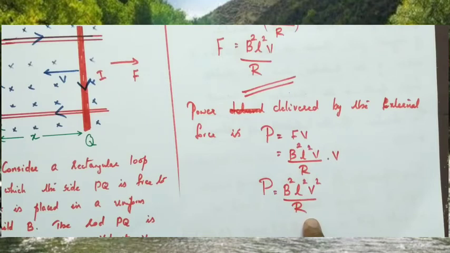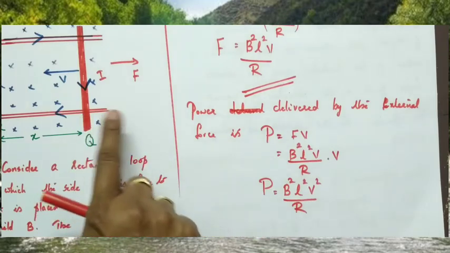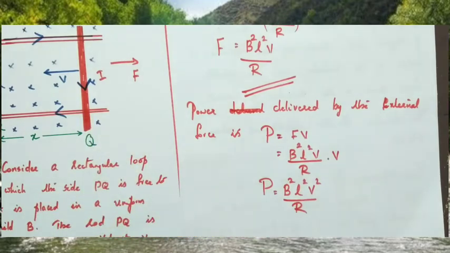Hence we can say that the mechanical energy expended to maintain the motion of the movable arm is first converted to electrical energy and then converted to thermal energy, and hence it is completely consistent with the law of conservation of energy.